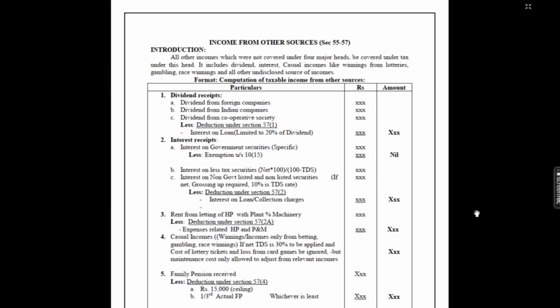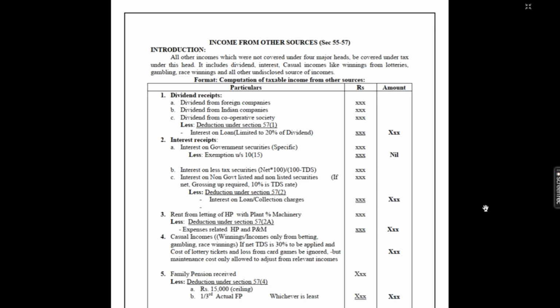Next, number 2, interest receipts. Interest on specified government securities is fully exempted under section 10(15). Next, interest on tax-free securities and interest on non-government listed and non-listed securities. If net, grossing up is required, and 10% will be the TDS rate. Here we can claim deduction under section 57(2): interest on loan and any collection charges of interest are allowed to be deducted from this income.